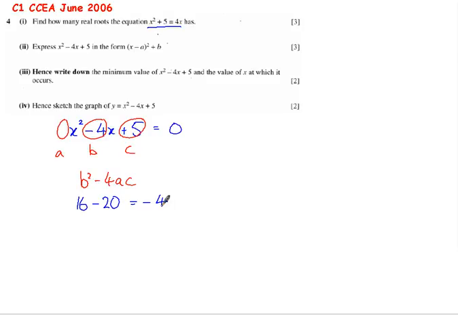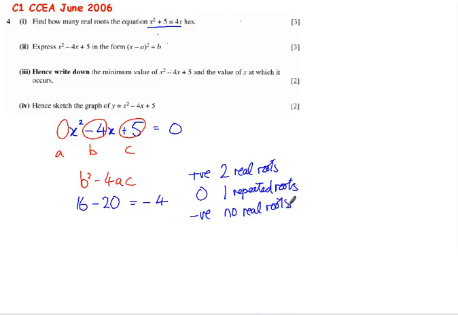Now, if we get a positive answer for the discriminant, we have 2 real roots. If we get a value of 0, we have 1 set of repeated roots. But in this case, we have a negative answer, and that tells us there are no real roots for this. So in other words, for part 1 here, we have no real roots.